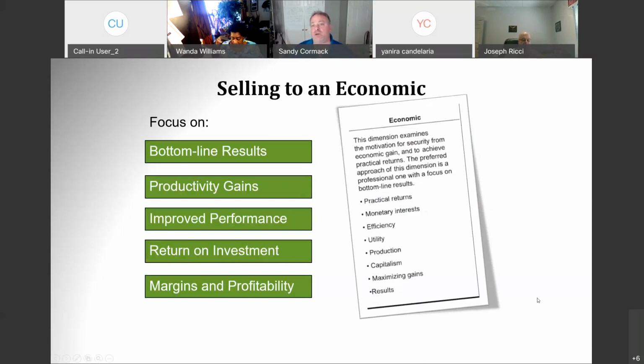If you're trying to persuade somebody with a high economic drive, you need to focus on those bottom line results. Are we increasing productivity, efficiency, effectiveness? Are we improving performance? What's our return on investment? What does this do to our margins and profitability?